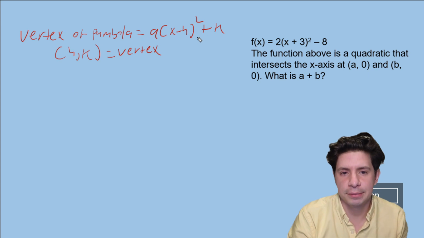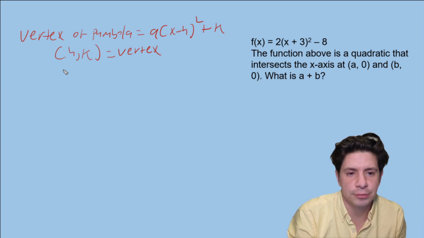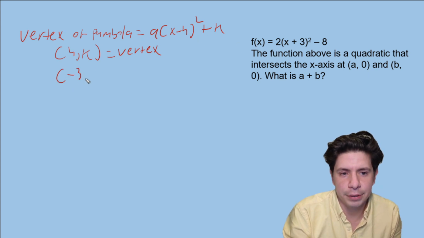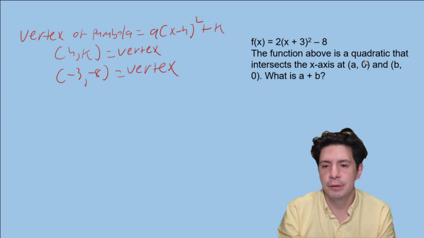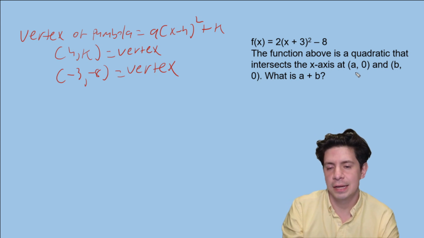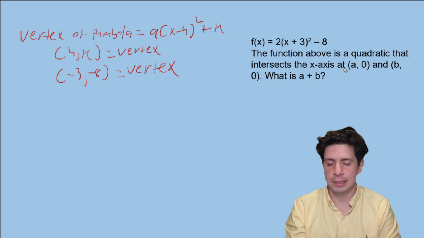Okay, so I'm going to keep this up here to remind us. So here the vertex would be (-3, -8). And let's read it. The function above is a quadratic that intersects the x-axis at (a, 0) and (b, 0). What is a plus b?